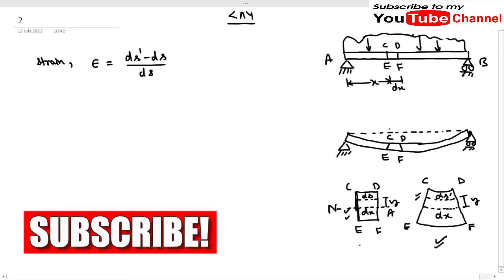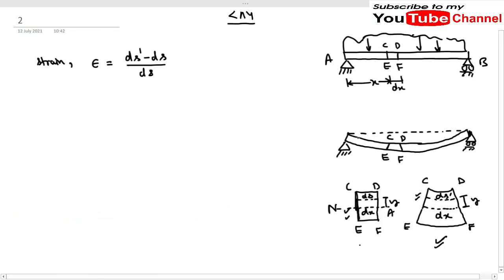Now when this beam deflects, it takes the shape of a curve, and we call this shape an elastic curve. This elastic curve is a part of a circle having a radius r. So this is our r, and let us name this point as O.